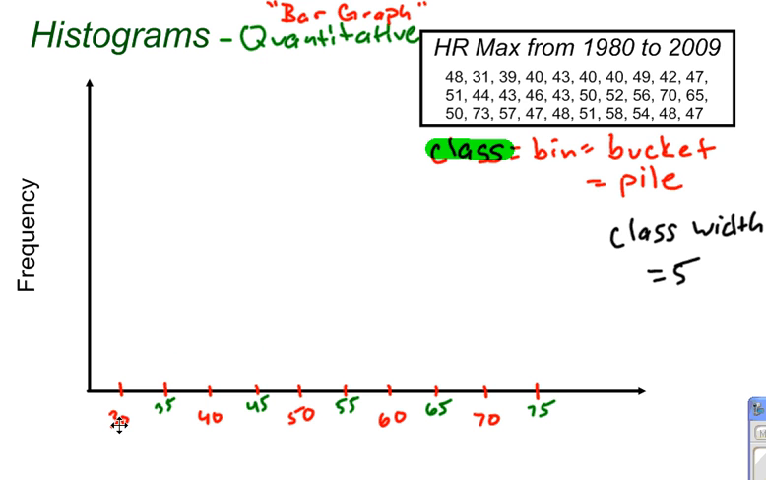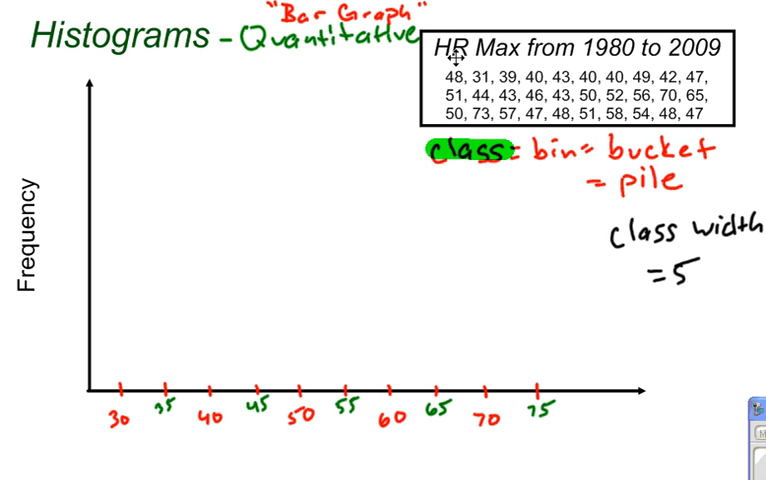You don't want to start at 30 and go 30 and then 35 and then jump all the way to 42 and then go from 42 to 51 and then from 51 to 54. All of your class widths need to be the same. Okay, so let's start to put these bars for the histogram into the display here.